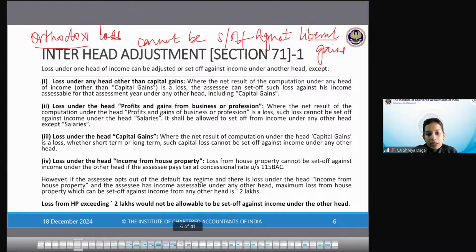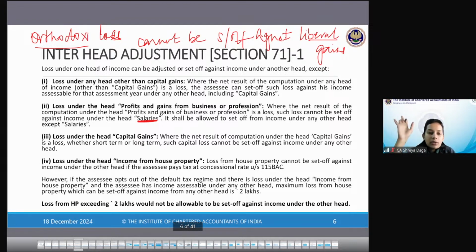Next, apart from that, PGBP: when the net result of PGBP is a loss, such loss cannot be set off against income from salaries. PGBP normally does not have any problem, except that it does not go and offset salaries, because it could be used for tax avoidance. Therefore, they are plugging this gap. If a person is a salaried employee, he just starts up a business only for the sake of getting some loss, and then offsetting salary income and not paying tax even on salary income.